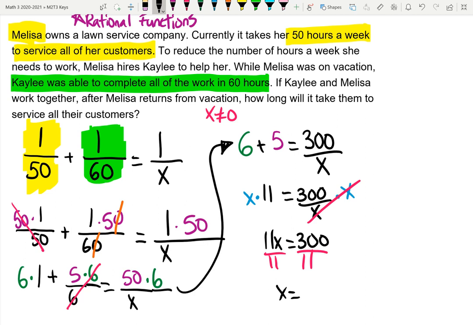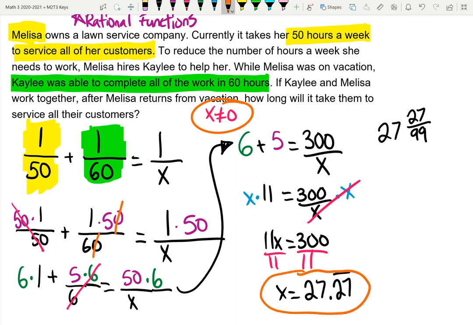Now, to provide a little more context, because we're going to be using hours, you can feel free to use a calculator to do 300 divided by 11, and that's going to end up giving you 27.27 repeating, which is a fancy way of saying 27 hours, and then it's going to be 27 over 99. Now, the reason it's over 99 is because it's a repeated fraction. This right here will give you full credit by explaining the domain restriction and the number of hours.